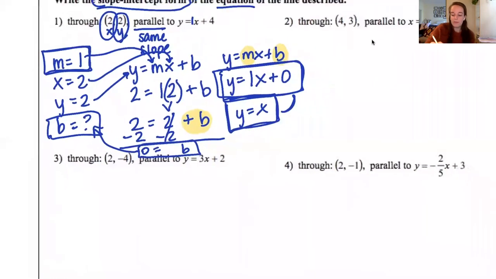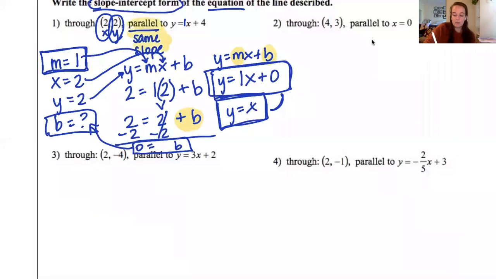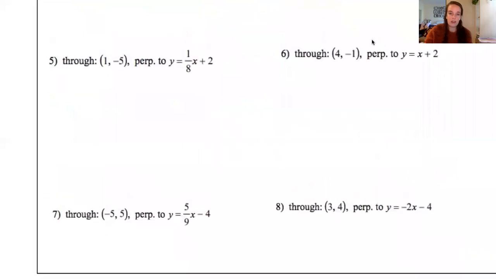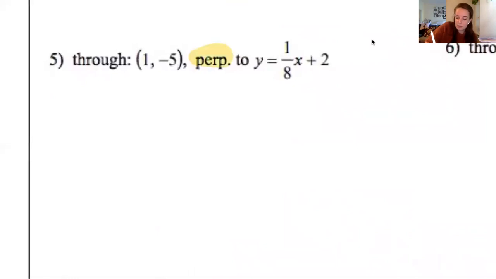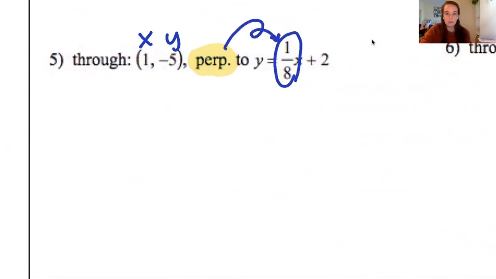So this is what we do if we have parallel, right? Parallel meaning same slope, keep the slope the same. If you're looking at a number like number 5, then we have perpendicular, right? This perp right here, they're simplifying the word perpendicular, abbreviating it. So we have x and y still, and we have a slope, but they're telling us that it's perpendicular to this slope. So what I need to do in order to find my slope, to find my m, is I need to flip it and take it from negative to positive or from positive to negative.